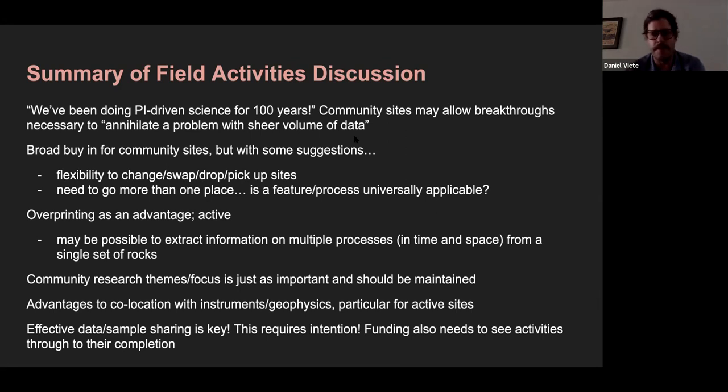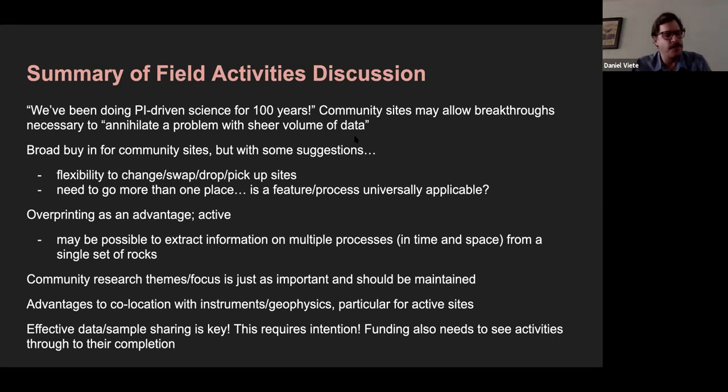And in general, from the breakouts, there was broad buy-in for community sites, with some suggestions as to how this could go ahead. First of all, it was suggested that it would be good to have some flexibility to change, swap, drop, pick up sites as it becomes more apparent what information is needed and what information is available, and as scientific questions may change. So flexibility is key.